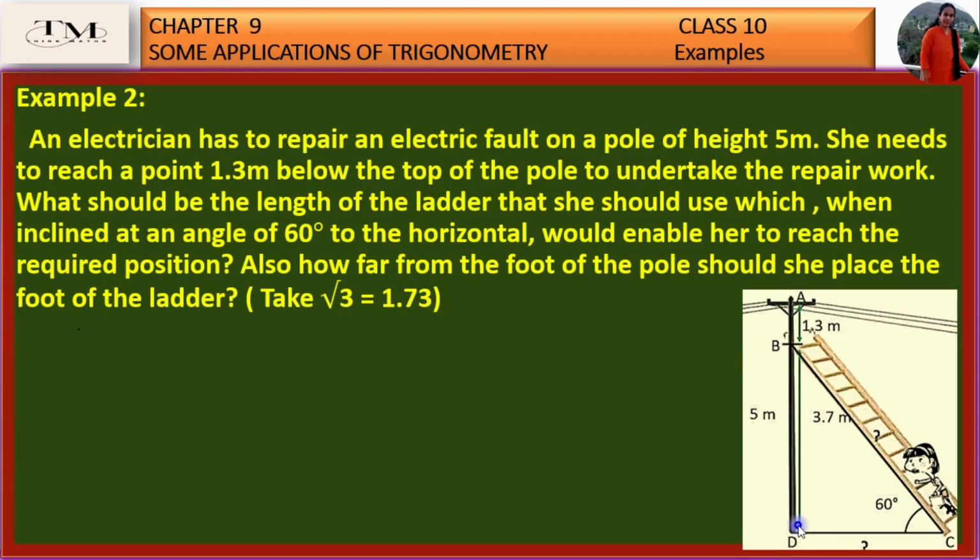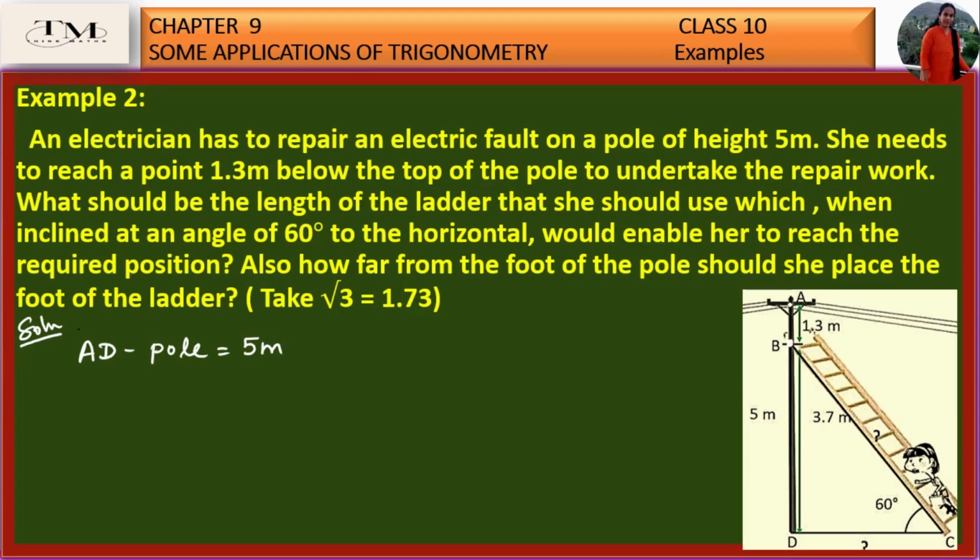AD is the pole. So let me start the solution. Let us take AD as the pole. Its height is 5 meter. She needs to reach a point 1.3 meter below the top of the pole. So from the top of the pole, she should reach 1.3 meter. She should reach the point B.